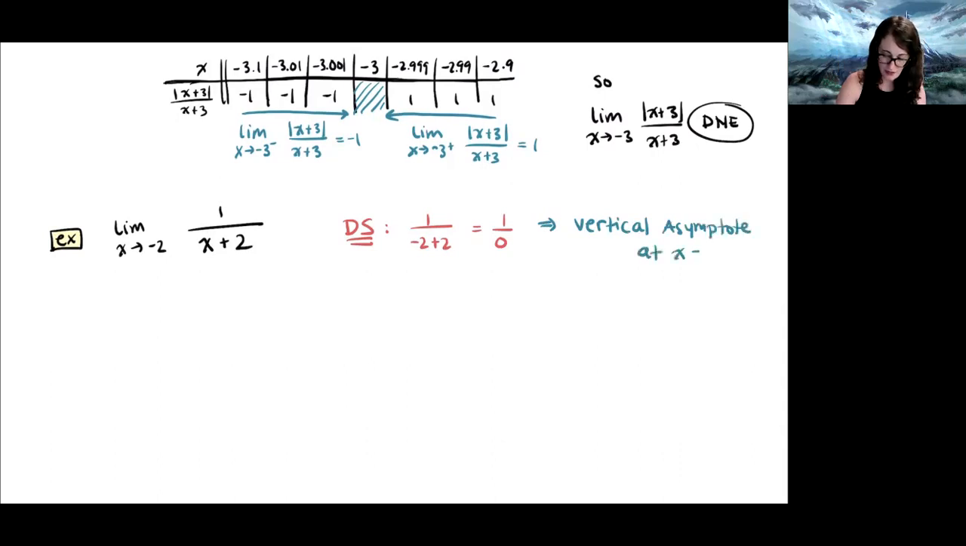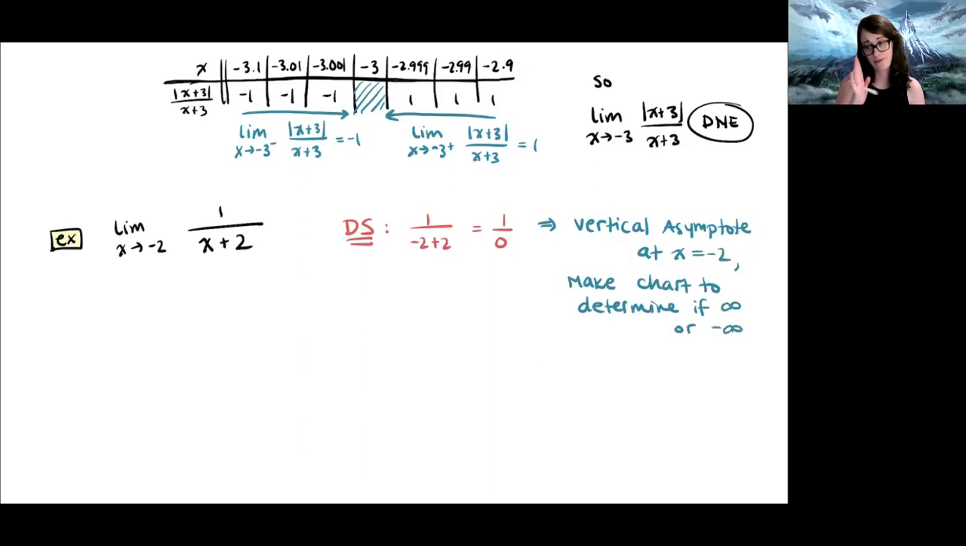at x equals -2. So we want to make a chart again whenever we have that kind of situation. Now at a vertical asymptote, we either go up forever, so we'll have infinity, or down forever, so we'll have -infinity. So we just want to plug in some numbers to see which situation it is. Okay, so let's go ahead and pause this and make your own chart.